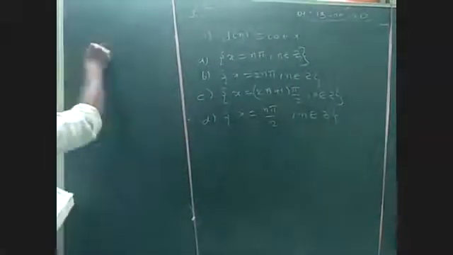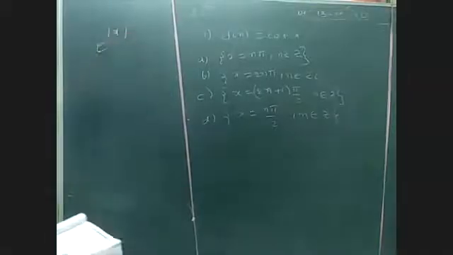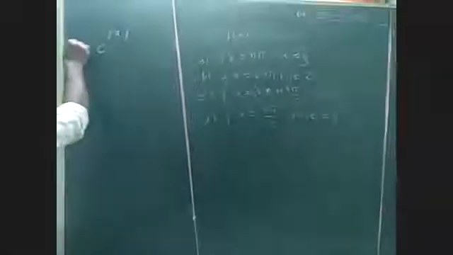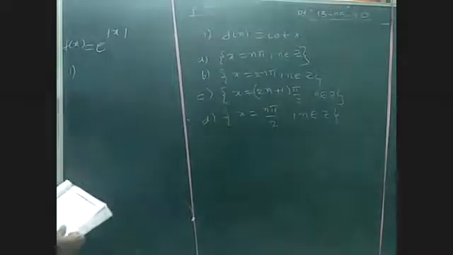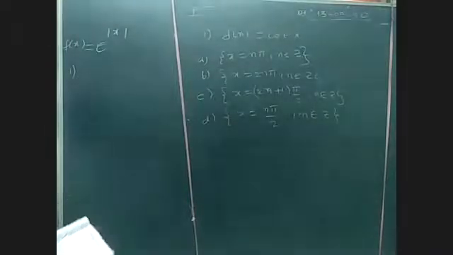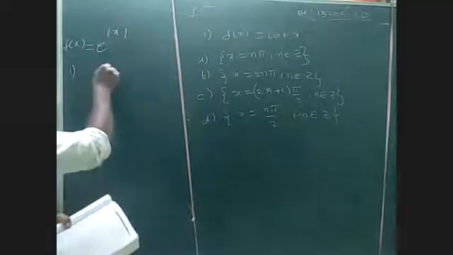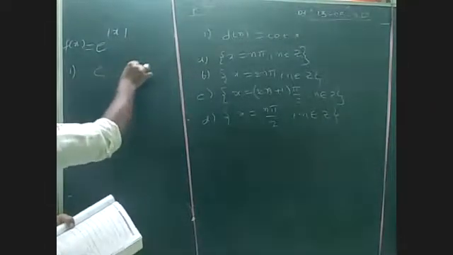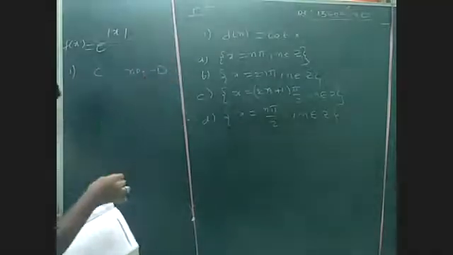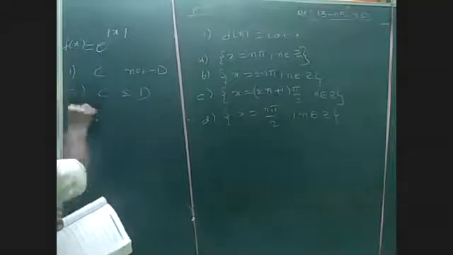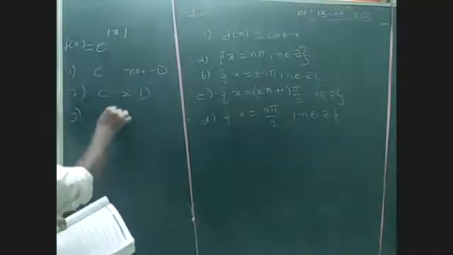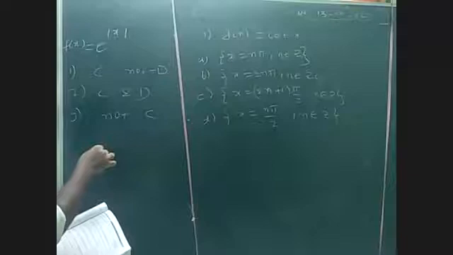The function e power modulus x. I think I asked this question already. The function f of x is equal to e to the power of mod x is: first option, continuous everywhere but not differentiable at x is equal to 0. Second option, continuous and differentiable. Third option, not continuous. And fourth option, none of these.